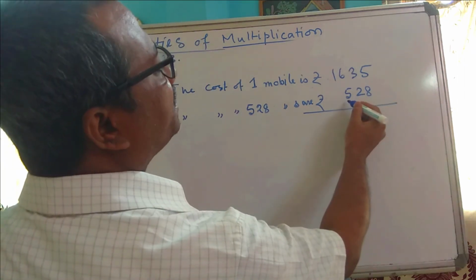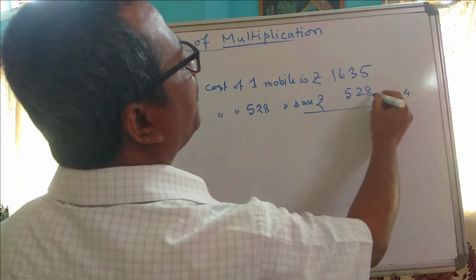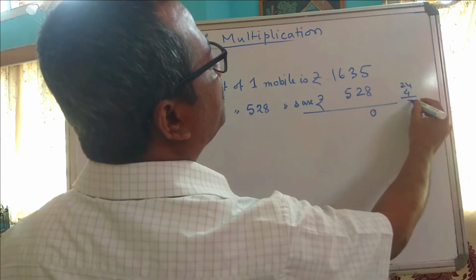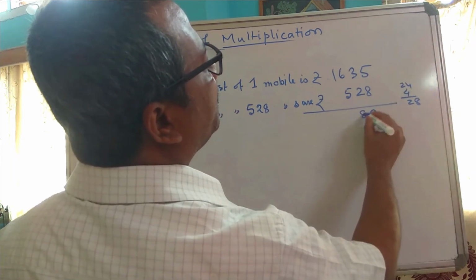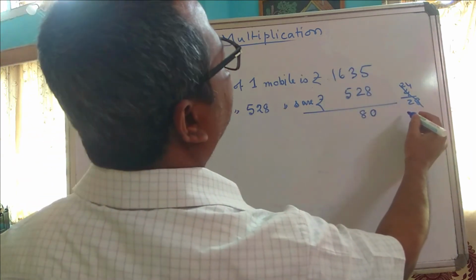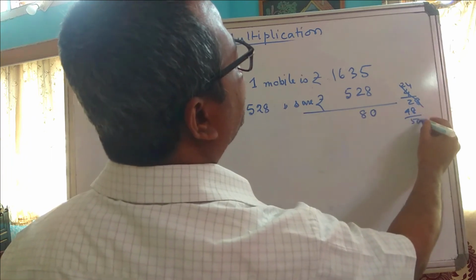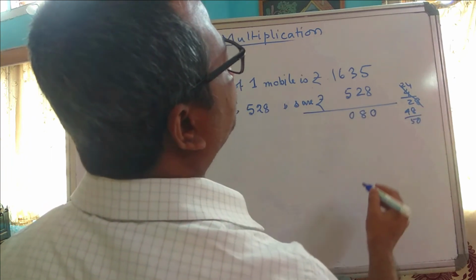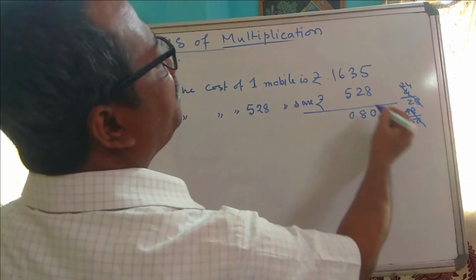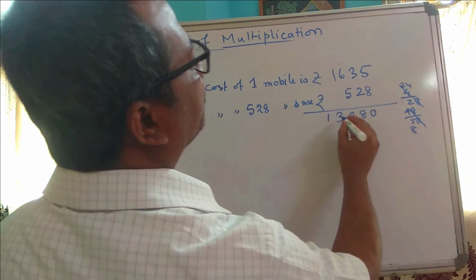8 is in the unit place, 5 is in the 100 place. So, 8 times 5 is 40, 0, 4 left. 8 times 3 is 24, 24 and 4, how much? 28. We'll place 8 here, 2 left. 8 times 6 is 48 plus 2, 50. Here 0 will be put and 5 will remain. 8 times 1 is 8, 8 and a 5, 13.